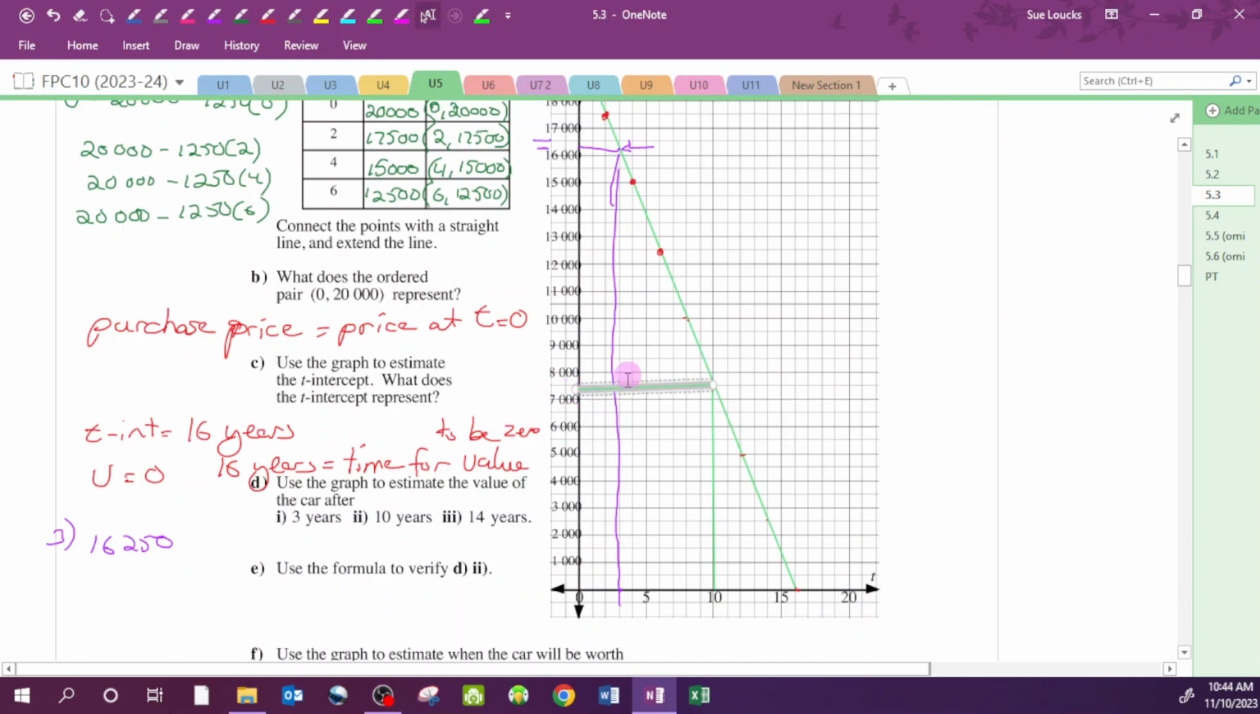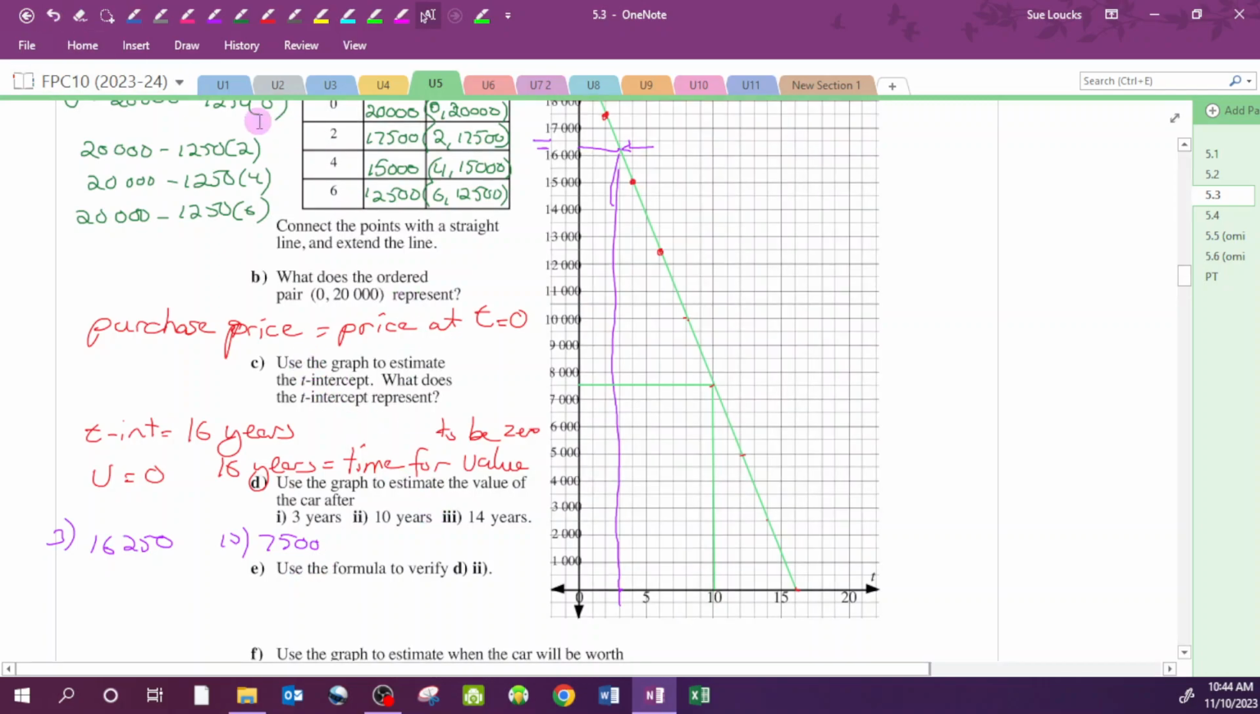Oh, see, that's hard to do with this. Sometimes it doesn't even let me. It snaps to some invisible grid thing. Okay, 7,500. So at 10 years, it's 7,500. Nope, that's too many zeros.